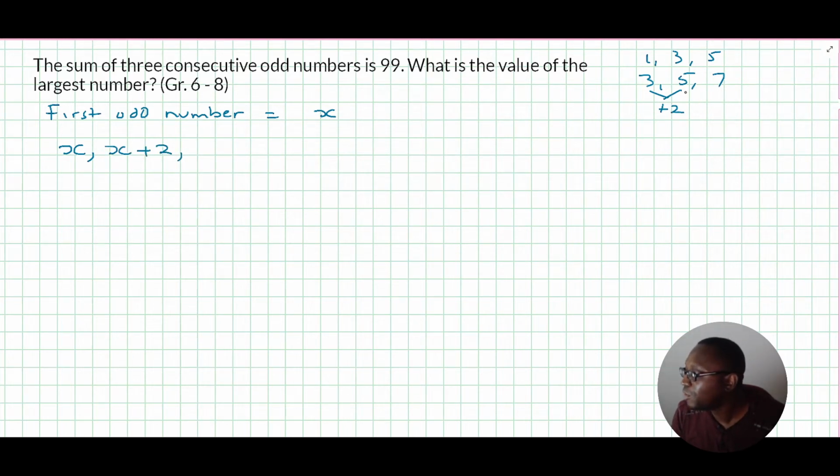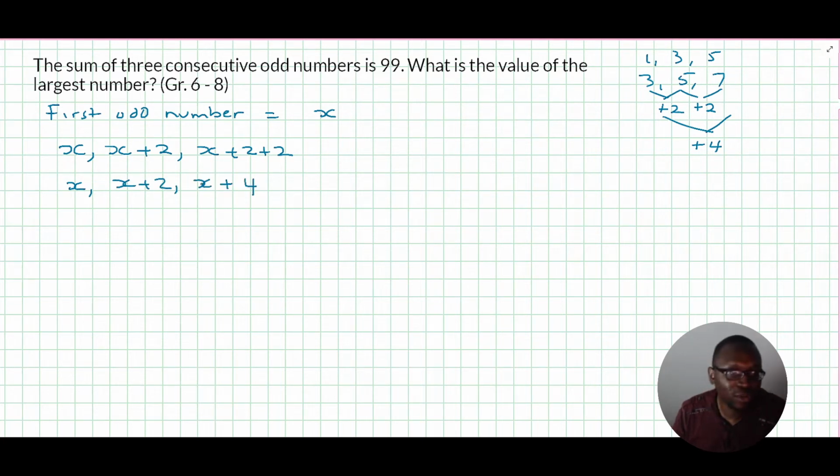What about the third one? We're increasing by 2 as well, or you're increasing by 4 from the first one. So this is going to be x plus 2, which is the previous odd number, plus 2. So we have x plus 2, and then x plus 4. Now we're told that the sum of all these numbers is 99. So we have x plus x plus 2 plus x plus 4 equal to 99.